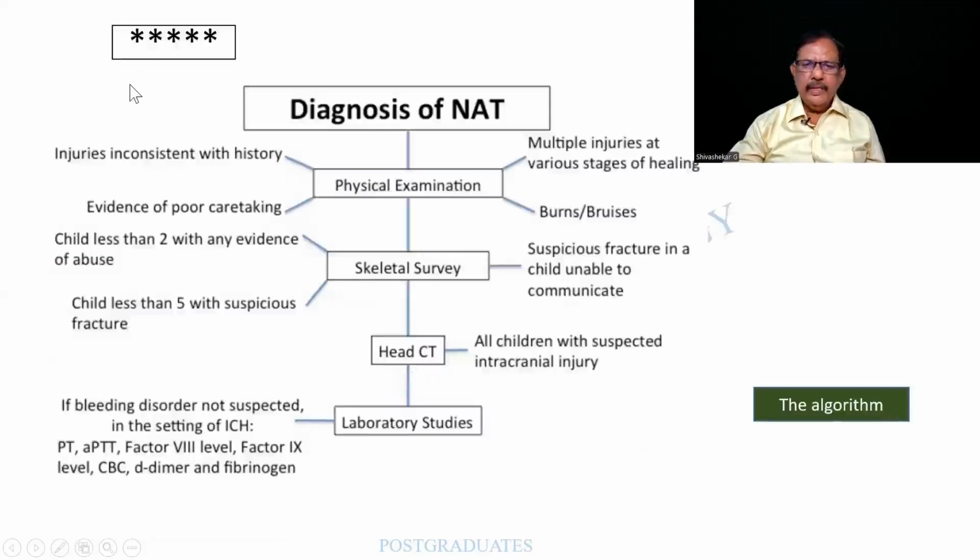This is a very important slide. In fact, an algorithm in which the diagnosis of abuse is given over here. The physical examination, the skeletal survey, the head CT scan, and the laboratory findings, such as the various clotting factors for the DIC, etc. And any region of suspicion, what are all the things to be done? This is a very good one. I would like you people to kindly go through this.